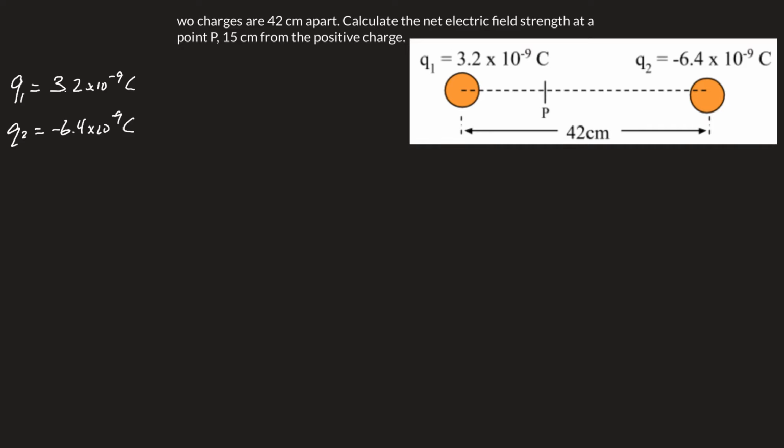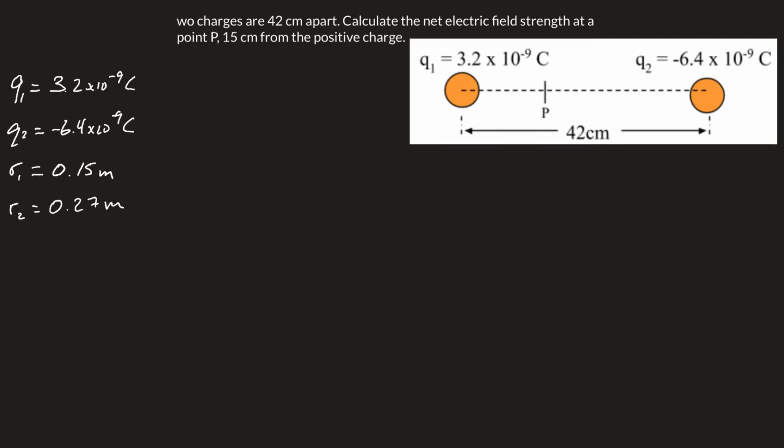What we're more concerned about is the radius or the distance between Q1 and P, and then the distance between Q2 and P. So we'll just call these R1 and R2. The distance between Q1 and P given in the question is 15 centimeters or 0.15 meters. And the distance to point 2 is going to be 42 minus 15 centimeters. This gives us 0.27 meters.